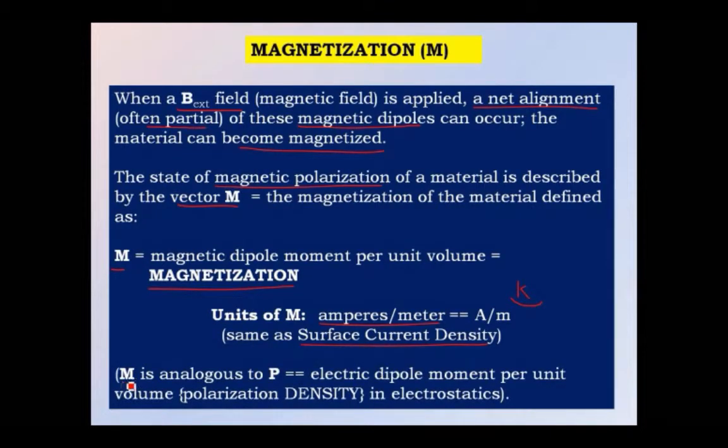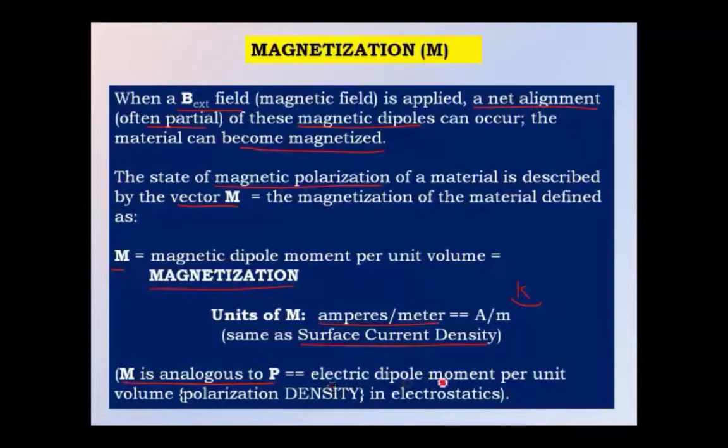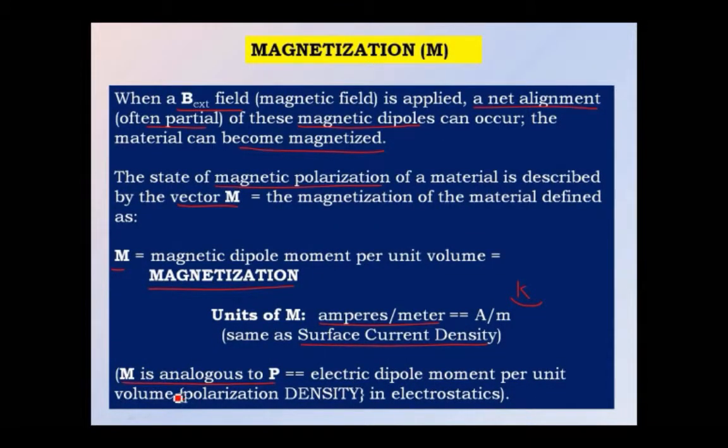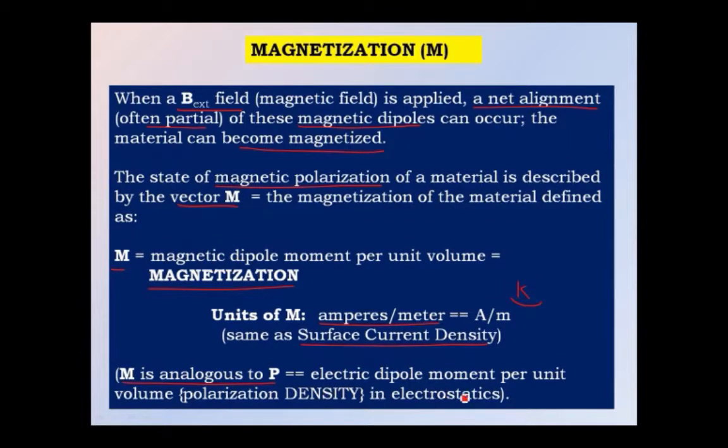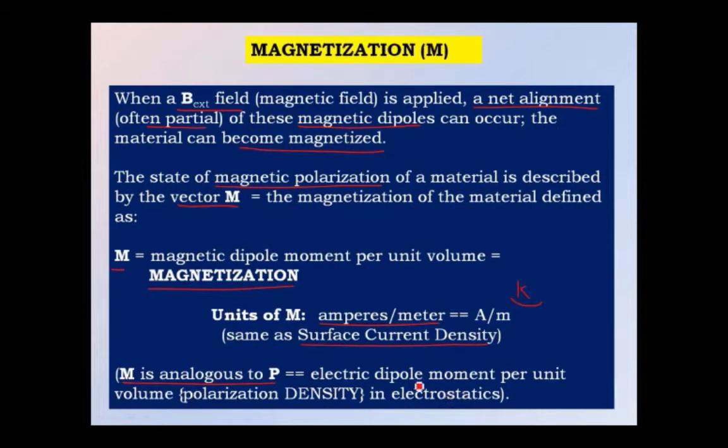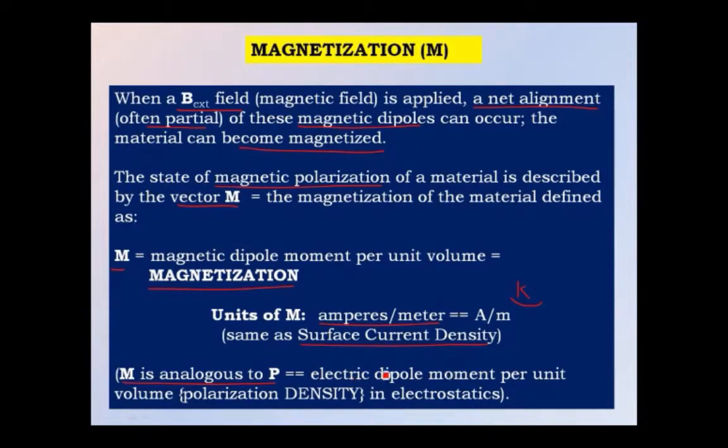To nail this analogy again, M is analogous to capital P, which was the electric dipole moment per unit volume. We called that the polarization density, and that was what we got for electrostatics. And for capital M, it's the magnetic dipole moment per unit volume.